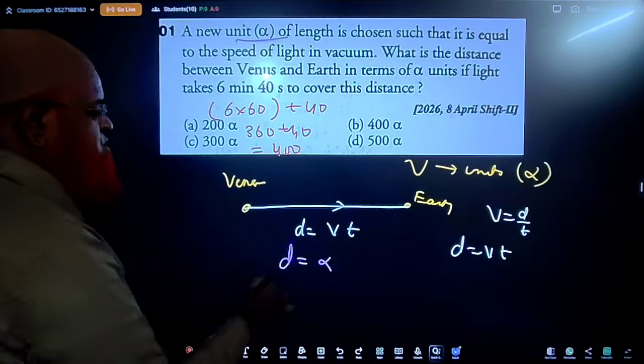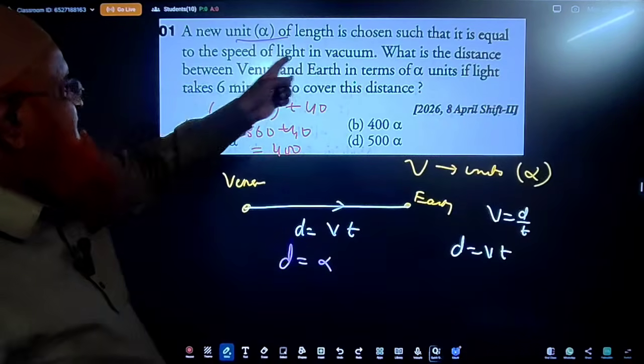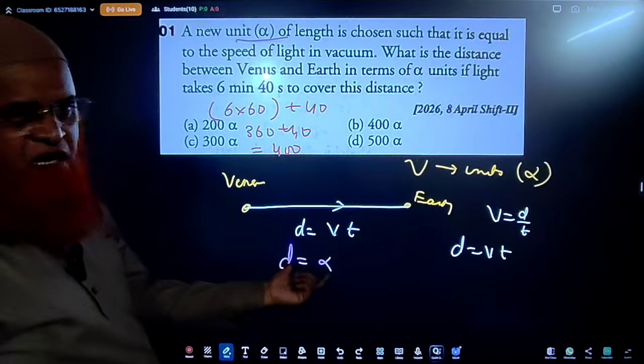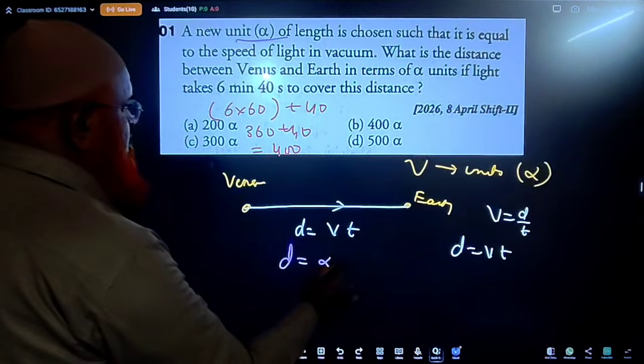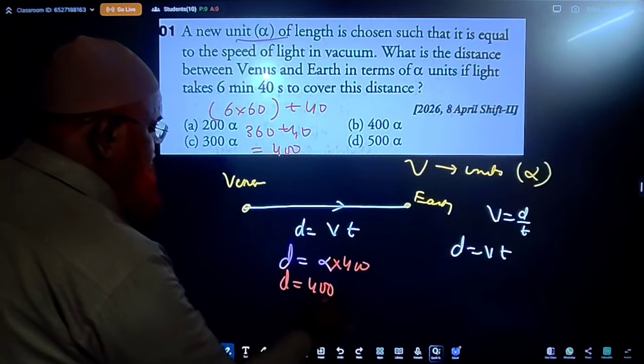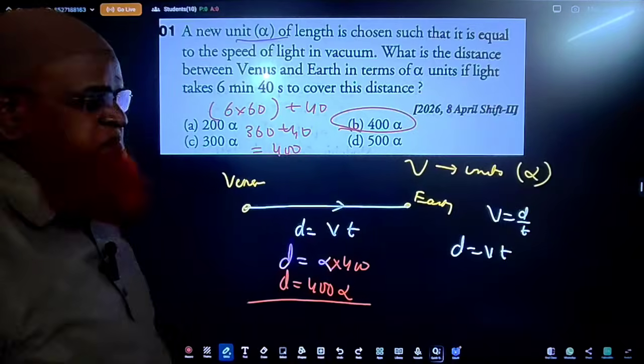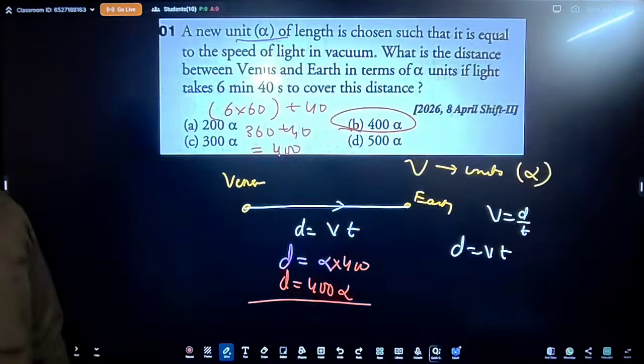400. So alpha, the unit of velocity, is chosen as equal to the speed of light. Alpha is the velocity, and time is 400. So the distance traveled is 400 into alpha, which is your answer. So the correct option is B here. Hope you understood.